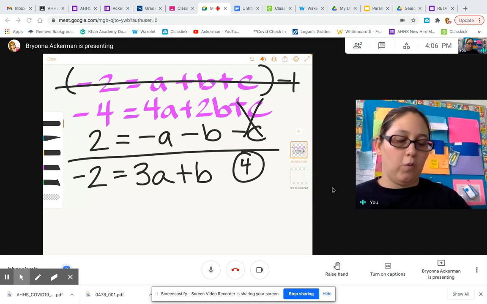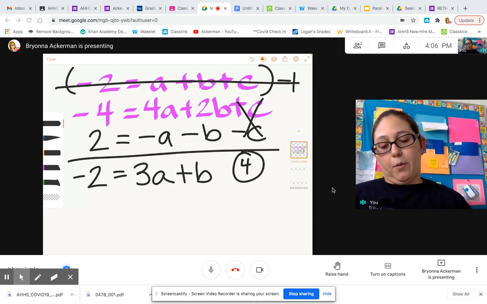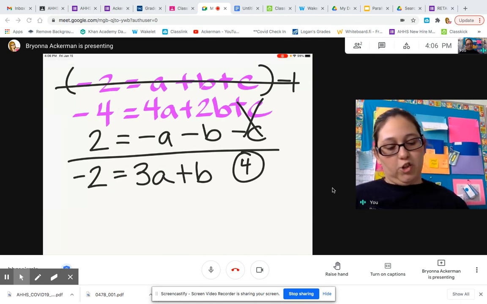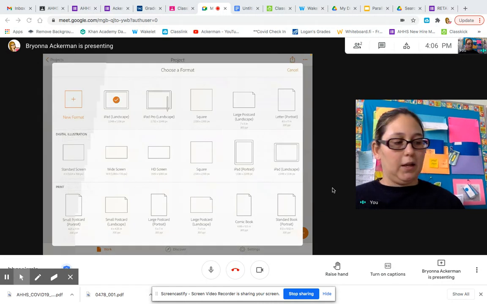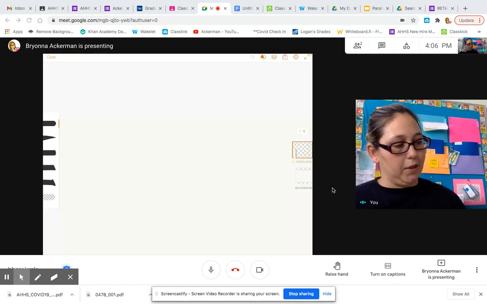Okay, so equation 4, I'm going to write it down. Negative 2 equals 3a plus b. Okay, so now we're going to take equation 1 and 3, because we just used 1 and 2, so now we're going to use 1 and 3.